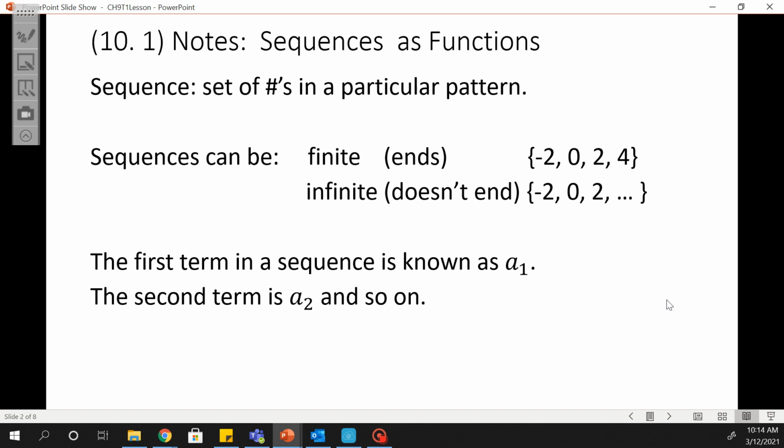So a sequence is a particular set of numbers in a particular pattern. Sequences can be finite, which means that they end or terminate, or they can be infinite, which means that they don't terminate, they go on forever. You can denote a term in a sequence by using the letter A with a subscript, where the subscript is the term number of the sequence, or the number of the sequence where the term is. So the first term would be A with a subscript of 1, the second term would be A with a subscript of 2, and so on.